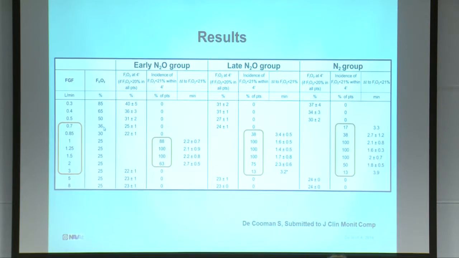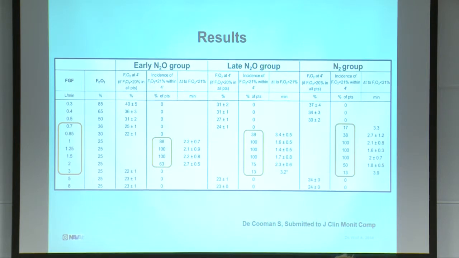I cannot go over all the details, but I can say that in some of the patients here, and in 100% of the patients with fresh gas flow of 1.25 and 1.5 liters per minute, we developed a hypoxic inspired gas mixture in the early nitrous oxide group. In all of the patients at 1 to 1.5 liters per minute fresh gas flow, and in some of the other patients around that fresh gas flow, a hypoxic inspired concentration was reached in the late nitrous oxide group. Finally, in the nitrogen group or the air group, we saw that the problem was even more severe.